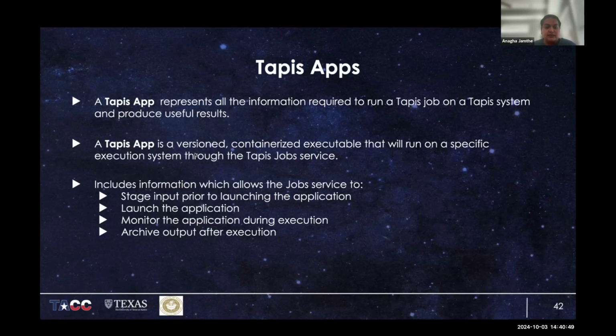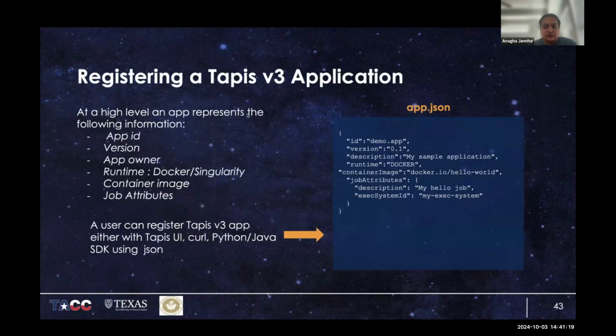For example, let's say you need to stage certain input files before launching your application. So the Tapis application will have information about that, how to launch your application, how to monitor the application during execution, and how to archive the output. So all the information that is required by the Tapis jobs will be contained in the Tapis applications. Just like we saw an example of the system JSON, we have an example of the application JSON. This is a very simplified version.